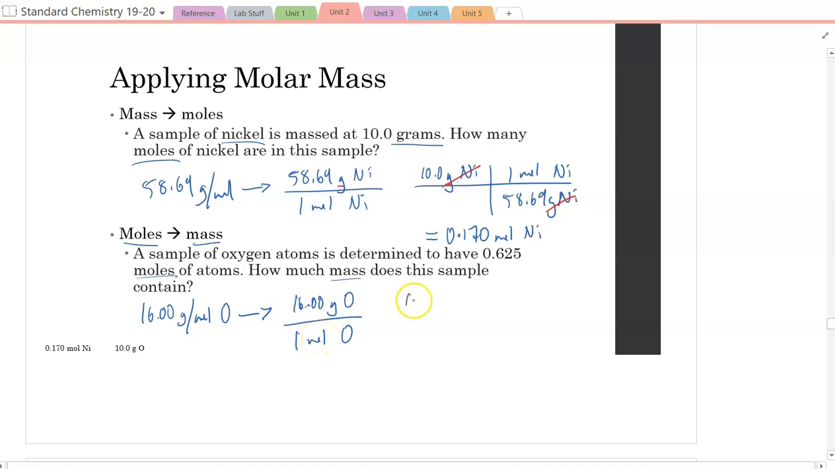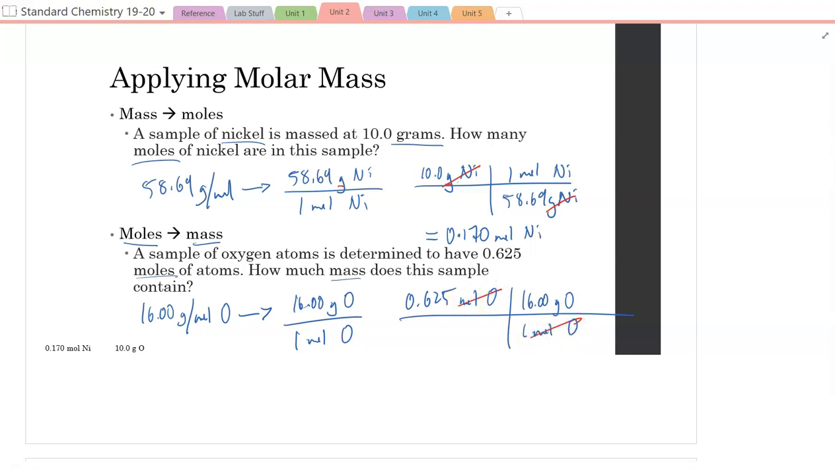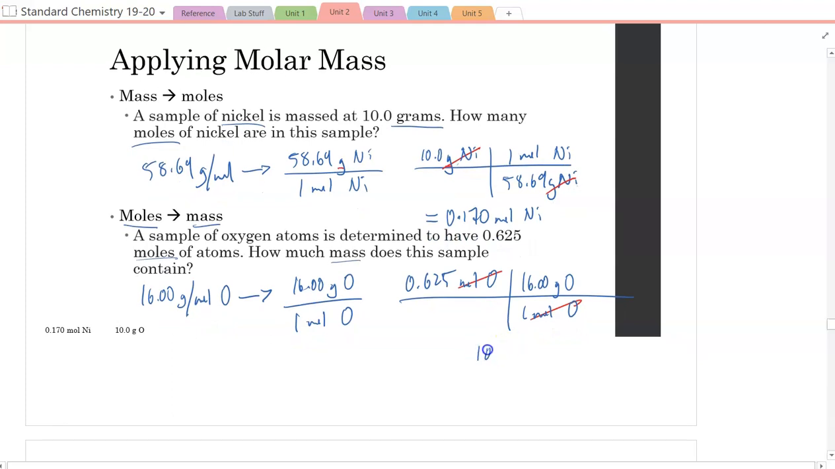Apply the given value, 0.625 moles of oxygen. The conversion factor in this case can be stuck in as is. No need to flip it: 16.00 grams, and then 1 mole of O. Looking ahead, you're going to cancel moles of O with moles of O. What you're left with is grams of oxygen, which provides you 10.0 grams of oxygen. Okay? So that's how you can apply molar mass.